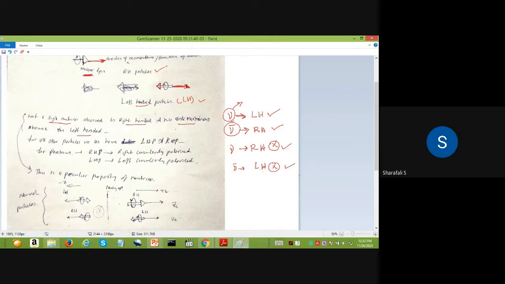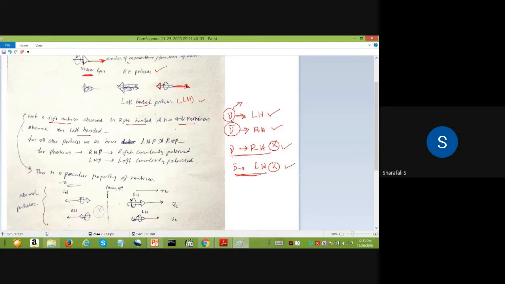And if you consider antineutrinos, when they move, their spin always tries to be in the direction of motion. Okay, so that is the case. So we never observe any neutrino with the right-handed form. We never observed any antineutrino as a left-handed particle.